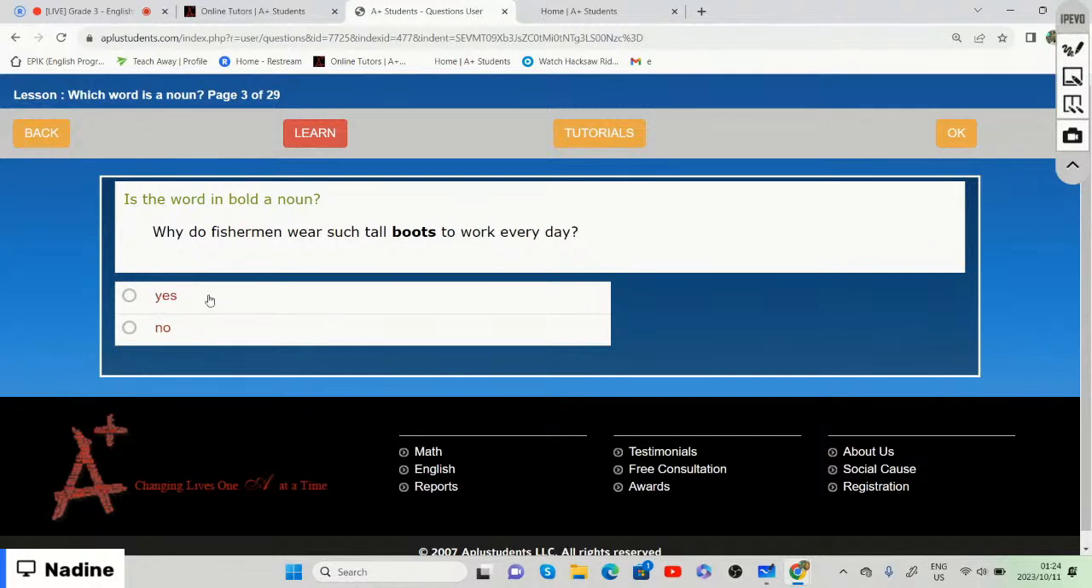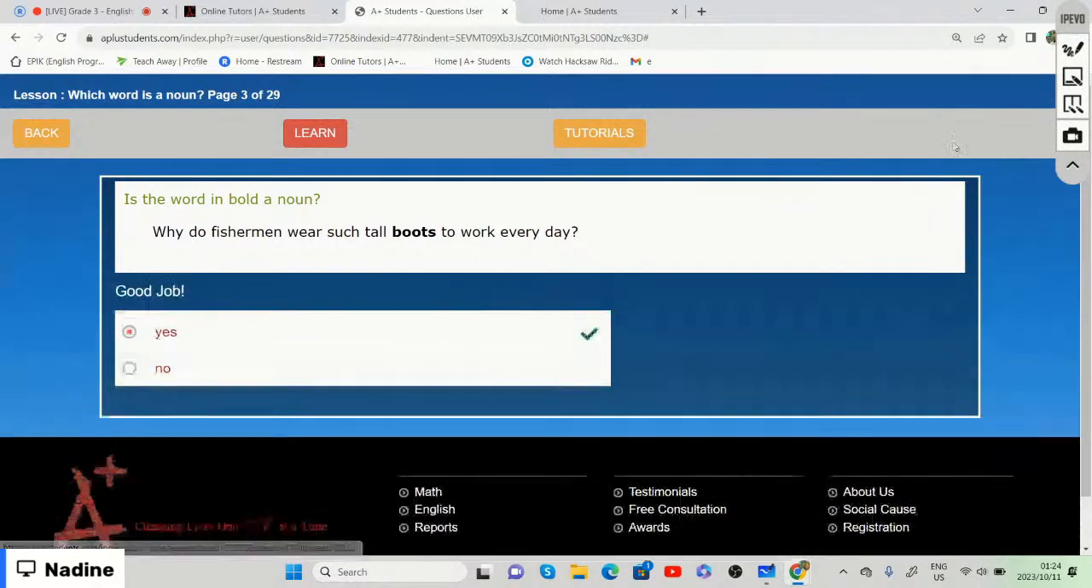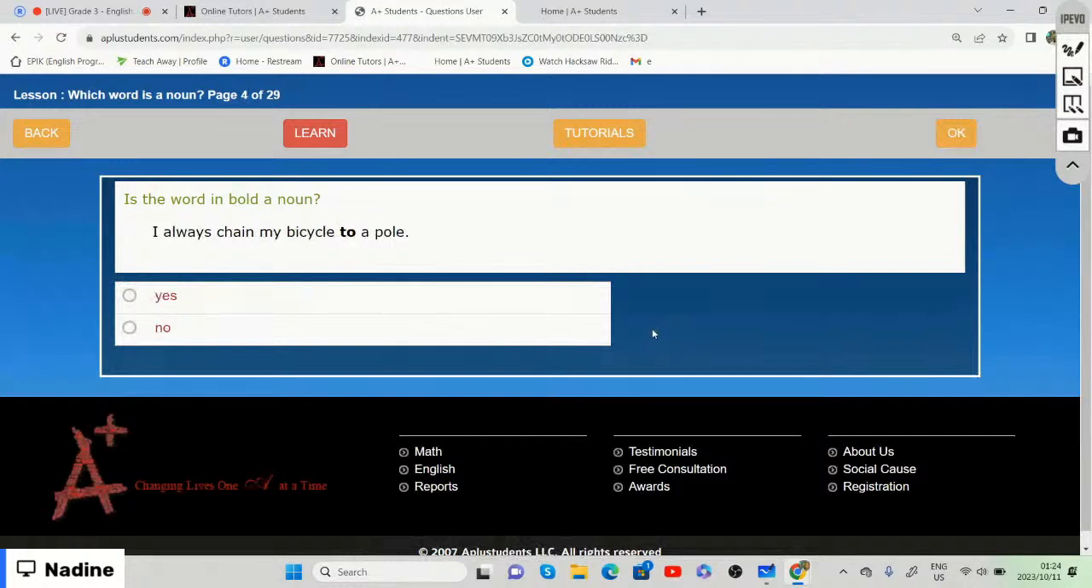All right, so boots, we can say yes, boots is a noun and it is basically naming things, right? It is things. I always chain my bicycle to a pole. So, to, the word to, is it a noun? Yes or no? To. I always chain my bicycle to a pole.